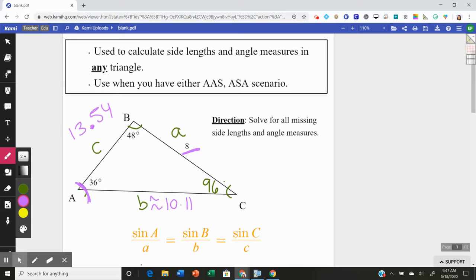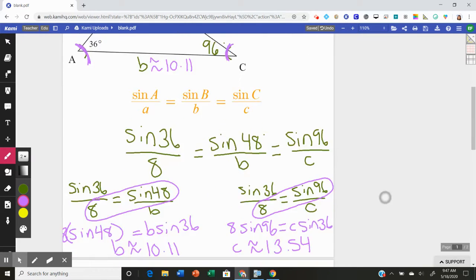And out of our side lengths, yes, 8 is the smallest. Okay, our medium angle is 48 degrees. If we look opposite from it, 10.11, is that our medium side length? Yes, it is. Same idea with the largest angle measure, 96 degrees, which is opposite from the largest side. So at least our side lengths make sense. That's a check for yourself right there. Largest side should be opposite from the largest angle, and smallest side should be opposite from the smallest angle.